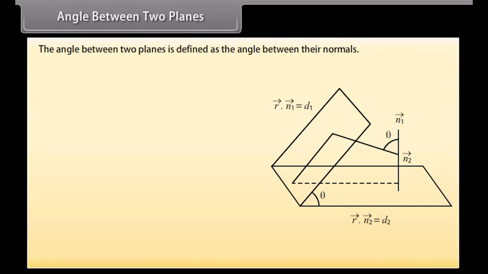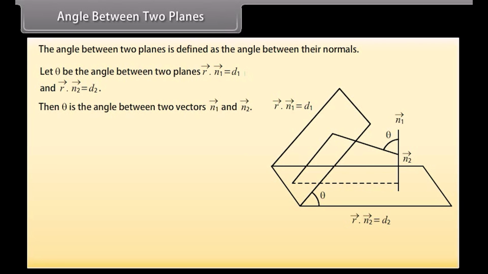Angle between two planes. The angle between two planes is defined as the angle between their normals. Let theta be the angle between two planes, dot product of vector r and vector n1 equals d1, and dot product of vector r and vector n2 equals d2. Then theta is the angle between two vectors n1 and n2. Cos theta equals modulus of dot product of vector n1 and vector n2 divided by modulus of vector n1 into modulus of vector n2.